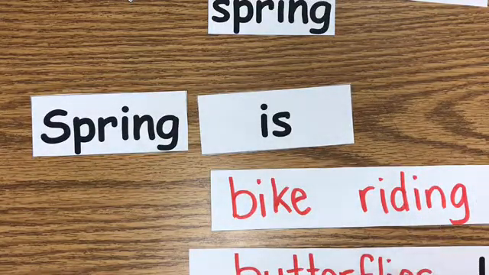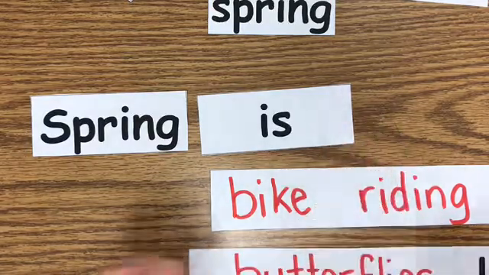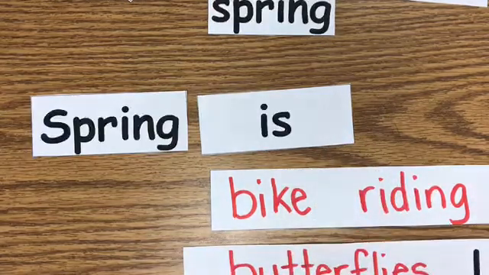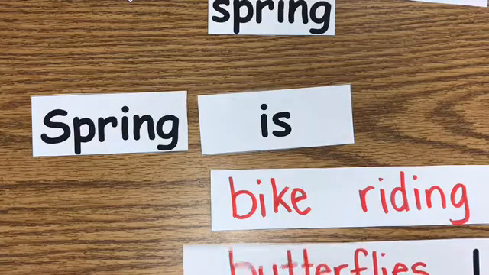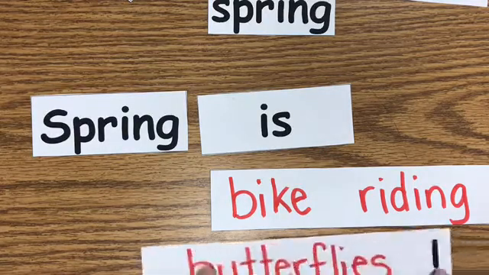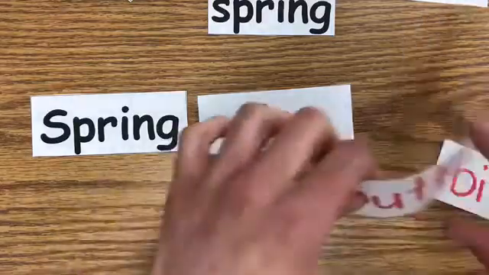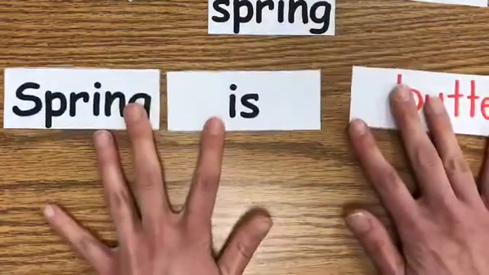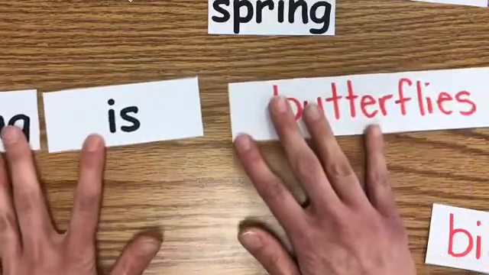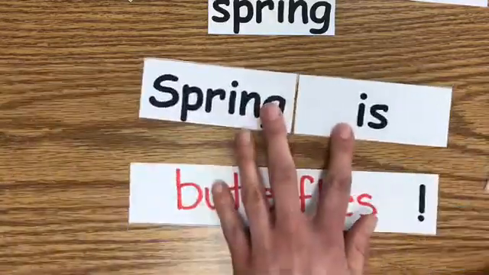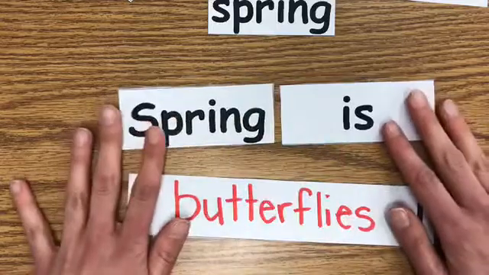Butterflies. Is butterflies one word or two words? Butterfly sounds like one word, right? Butterflies, one word. So it must be this one. Butterflies. And there's my exclamation mark. That tells me this is the end of my sentence. Spring is butterflies. Yeah. I'm going to pull that one down too.